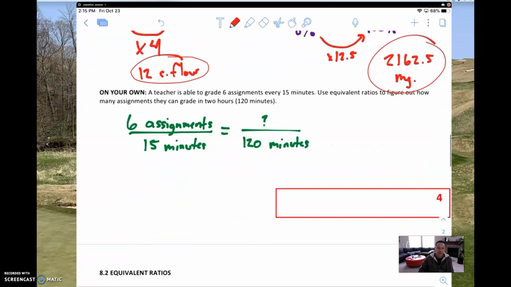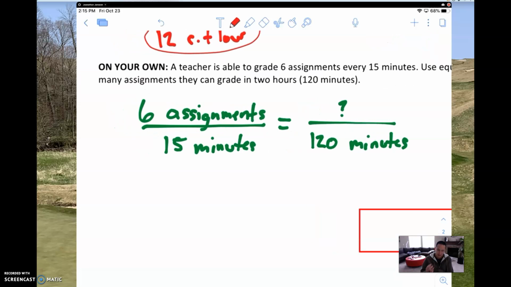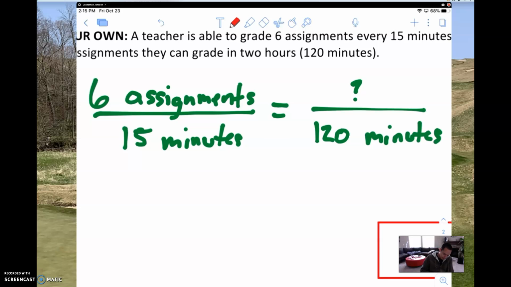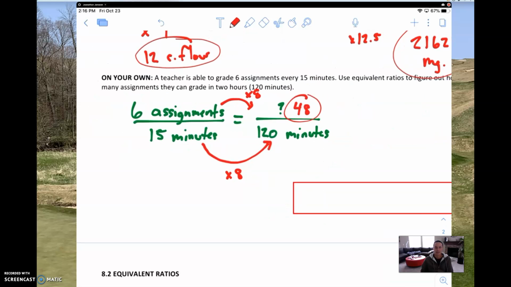And the last one. A teacher is able to grade 6 assignments every 15 minutes. Use equivalent ratios to figure out how much they can grade in 2 hours. That's 120 minutes. So again, same kind of process here. We are taking those 15 minutes and seeing how many of those 15 minutes fit into 2 hours. And if we take 120 divided by 15, we realize that it's getting multiplied by 8. So if I take those 6 assignments, I can multiply it by 8. 6 times 8 gives you 48 assignments that a teacher could grade in 2 hours.